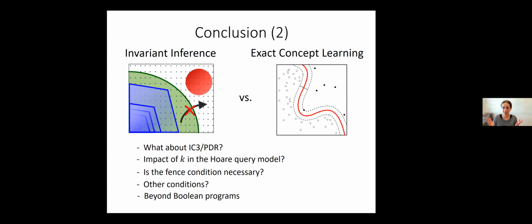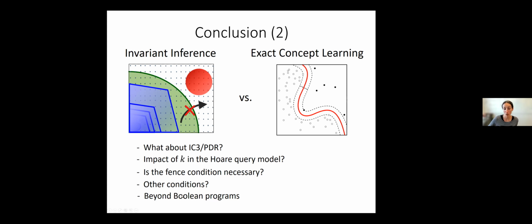So this is it, and then there are many questions that can come up and can be really interesting for future work. For example, we actually managed to come up with some complexity results for the interpolation-based algorithm, but what about IC3/PDR? Can we somehow get a complexity result for that? I think this question came up. What is the impact of k? We didn't really look into that. There clearly are differences. If we increase k, it should affect the power. This fence condition that I didn't have time to explain, is it really a necessary condition for the ability to implement? Maybe there are other conditions.